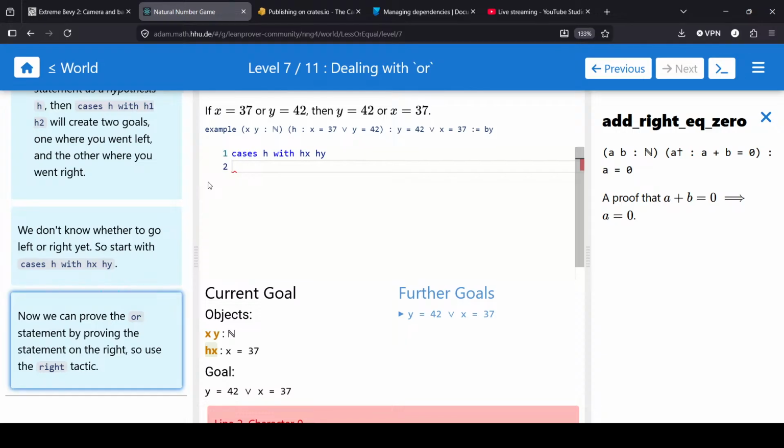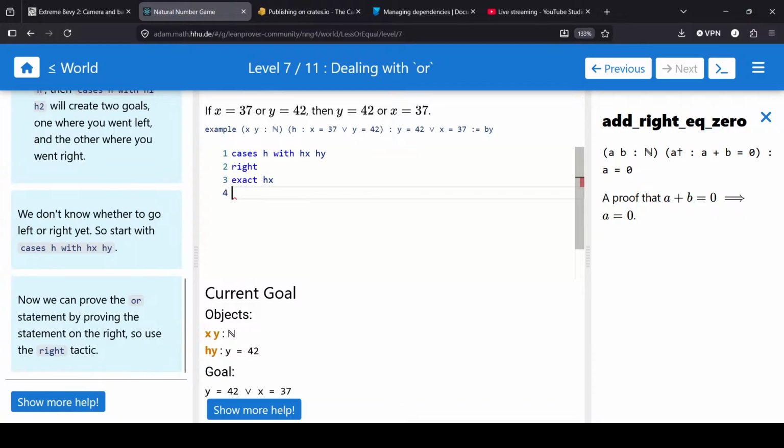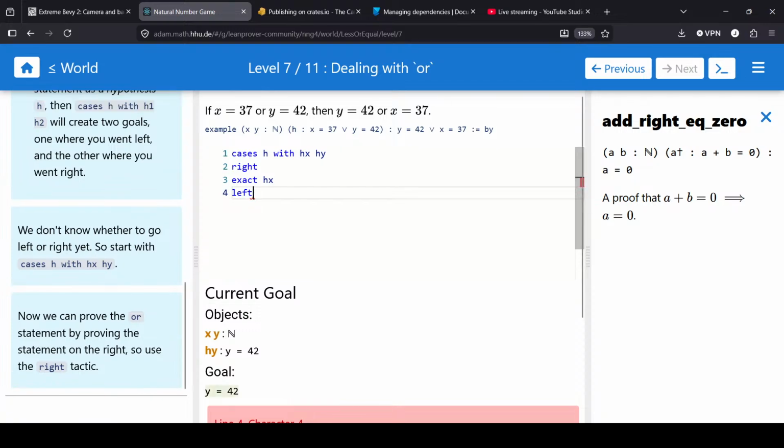The right tactic. Oh, okay, that applies to the goal. And then I can do exact HX, yeah? Okay. Now we get HY. I see. So we need to do them one at a time. It just chooses the left goal and then does the right goal. I see. So now I need to go left, and now I can exact HY.